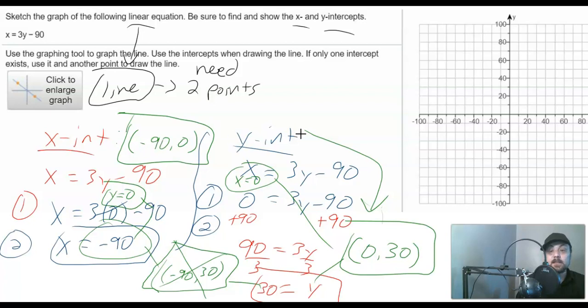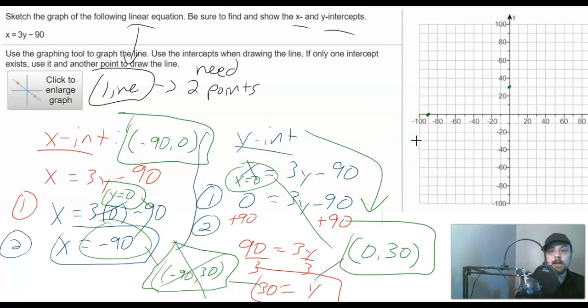So now we can graph these. We have negative 90 comma 0. That's this point here. It's a really big number. And 0 comma 30, which is this point here. And then to graph it, because it's a linear equation, the graph is a line, we just draw a straight line connecting these 2 points, and that will be our graph.